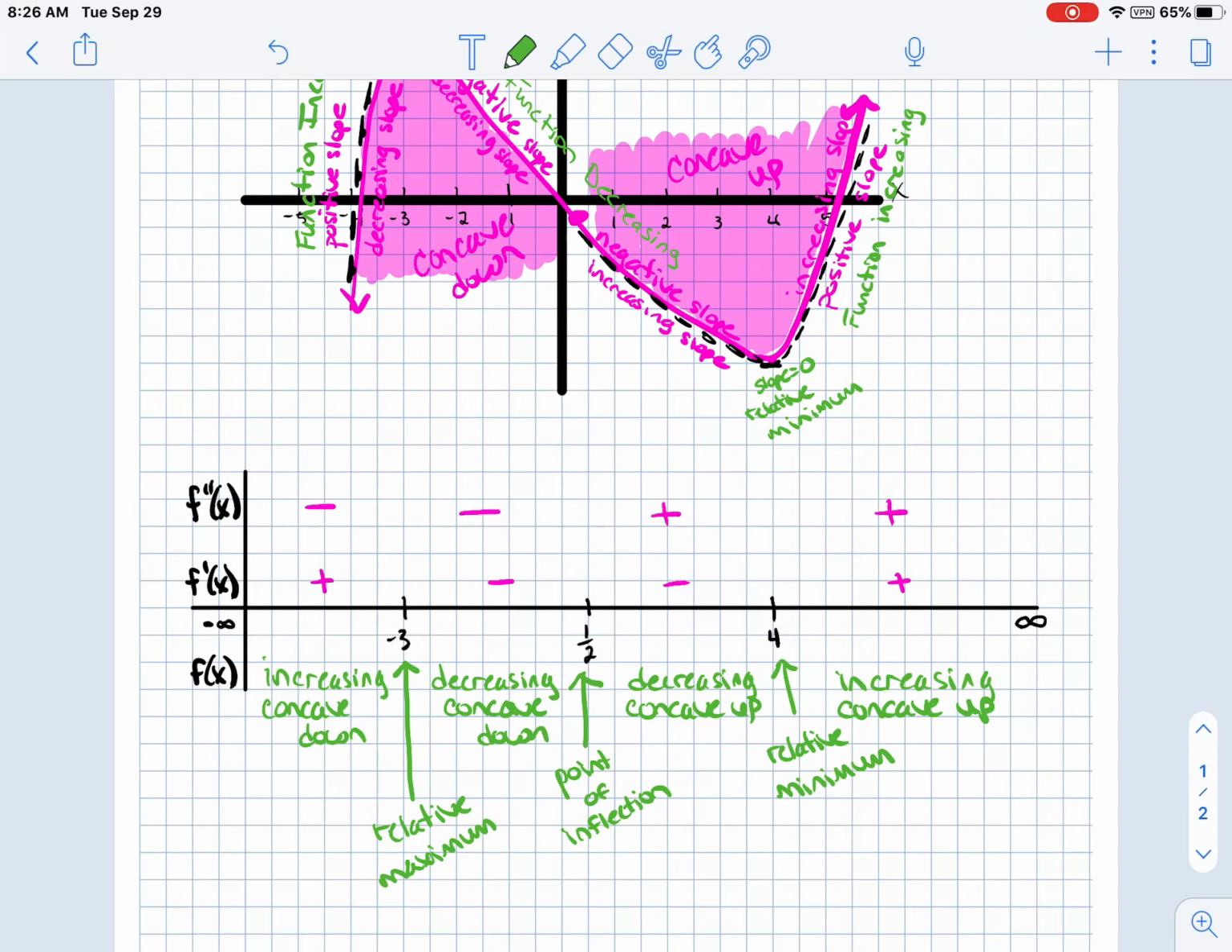Okay, it's time to work backward. So let's see if we can use a derivative graph to determine what the original function might look like. I'm going to stop this here and I'll create a new video. That way I'm doing this in smaller chunks.